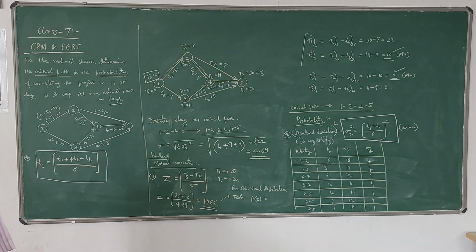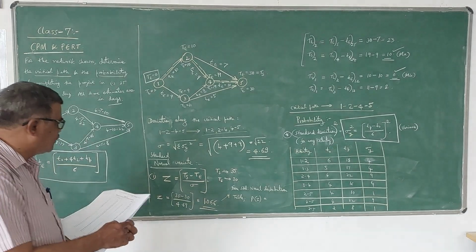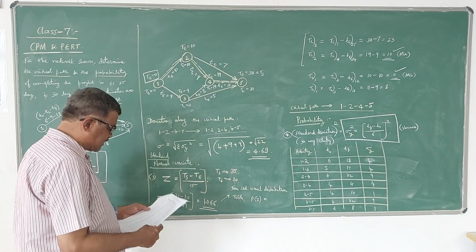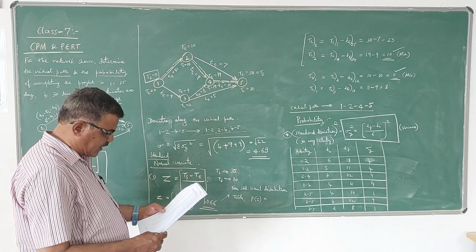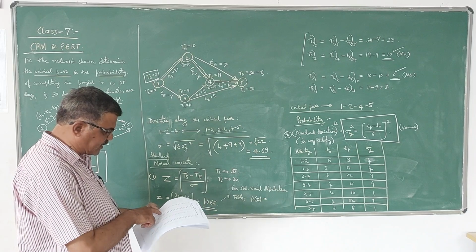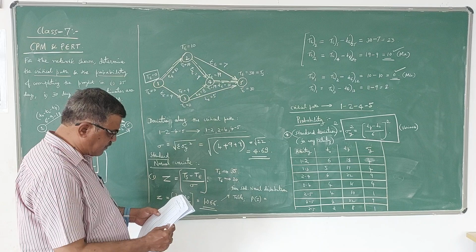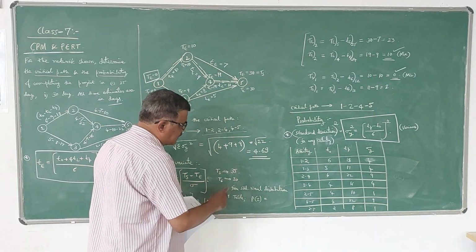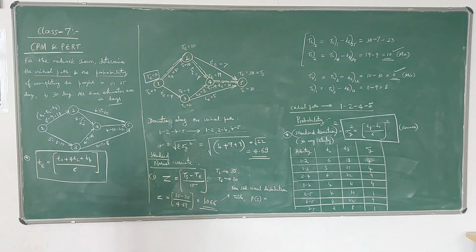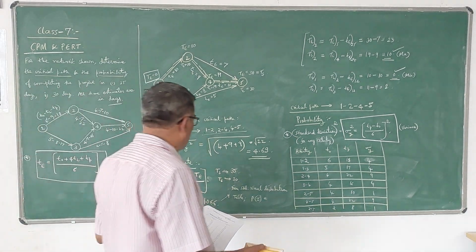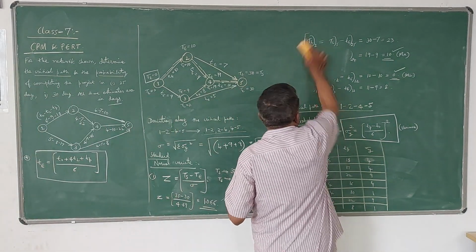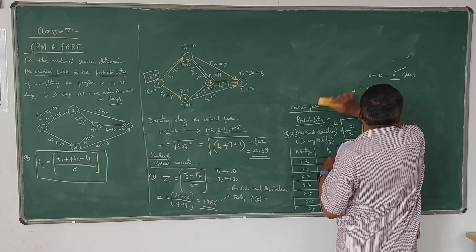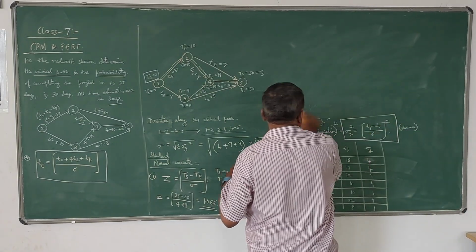Actually that will be provided in the examination. The standard normal distribution table will be provided in the examination. Here the value for 1.066 is not exactly available in the table, but you can interpolate. He has given the values for 1 and 1.1, the value of P of Z. So we have to interpolate.